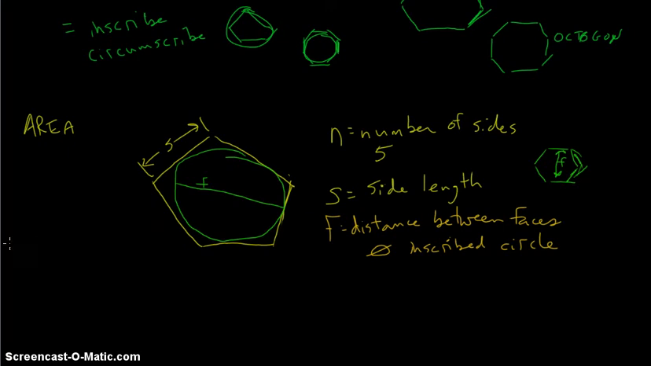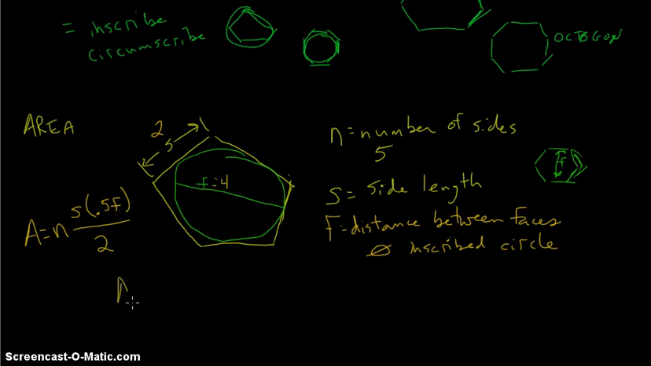So the formula would help. The formula for this is area equals N times S times 0.5F, all over 2. So let's say for our pentagon here, we say our side length is 2, and let's say that F equals 4.